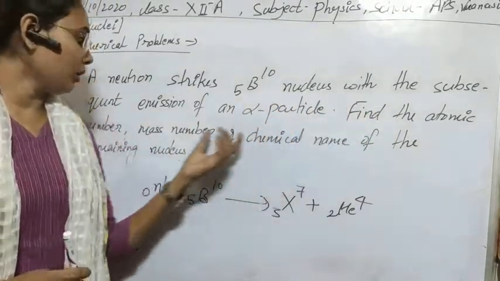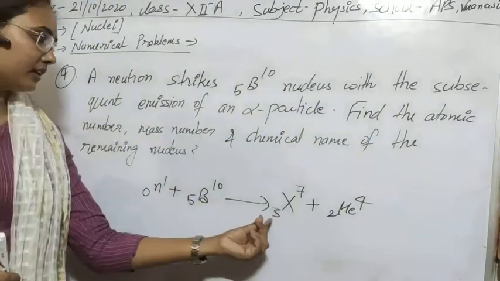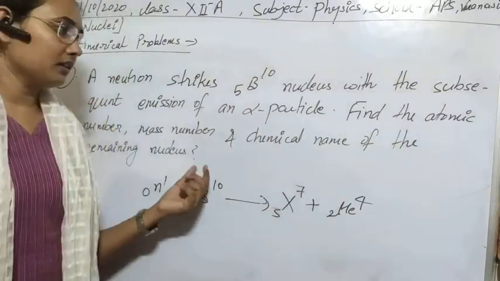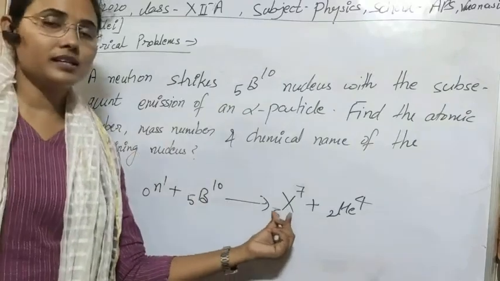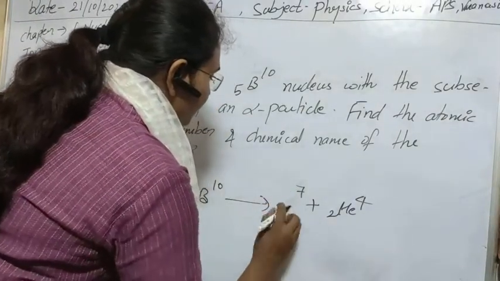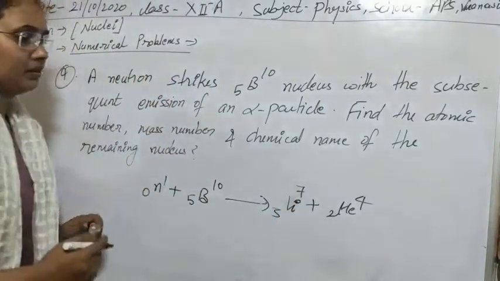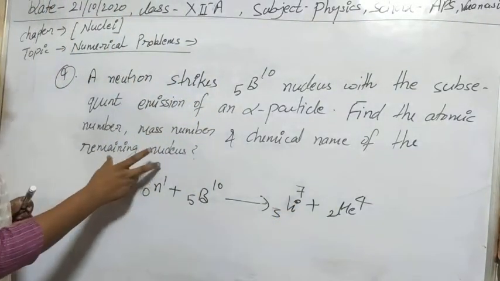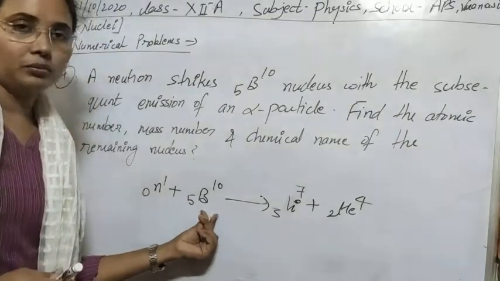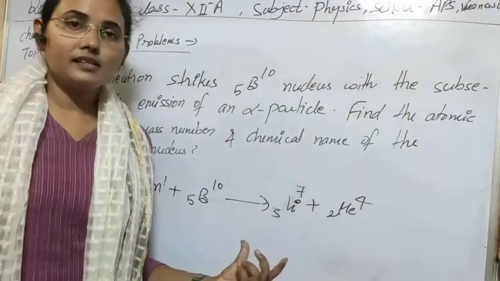First, the atomic number is 3, the mass number is 7, and as you know, Z equal to 3 is the lithium atom. So this nucleus will be the nucleus of lithium. This nucleus will remain after the bombardment of a neutron on the boron atom. So I think this is clear to you.